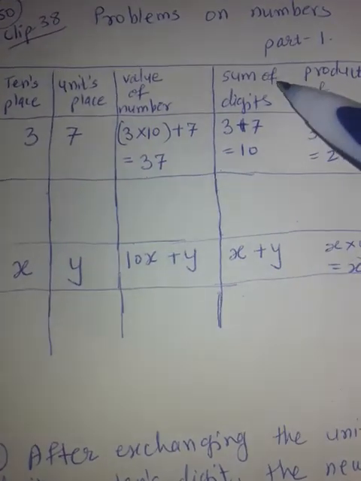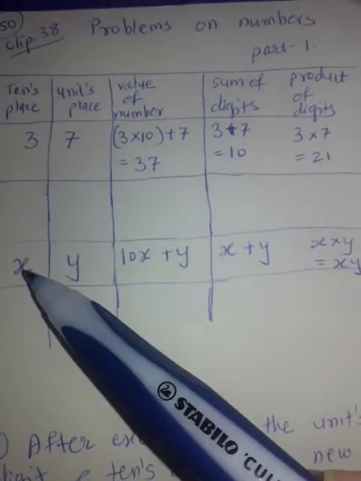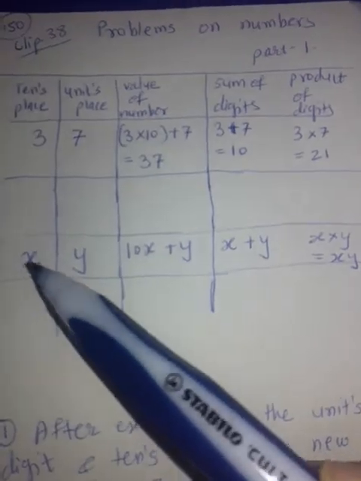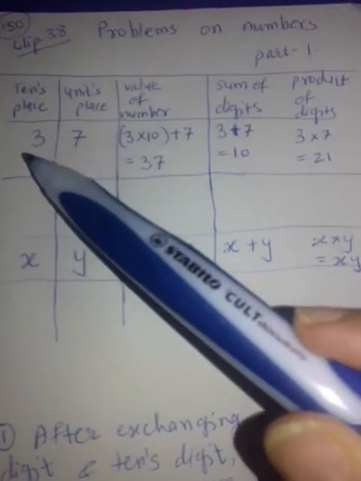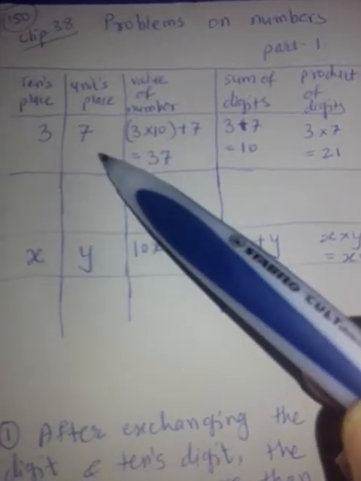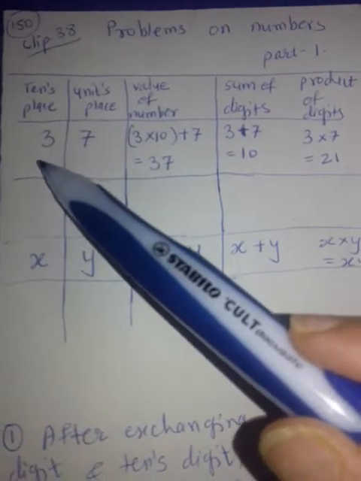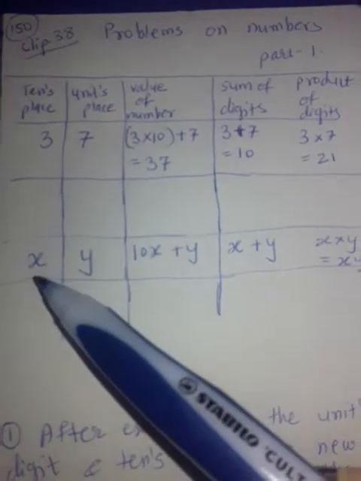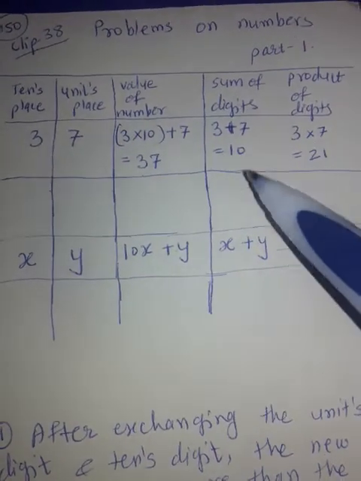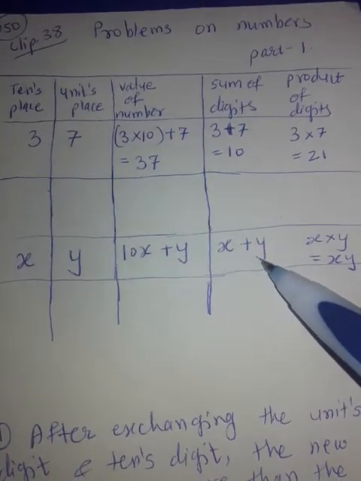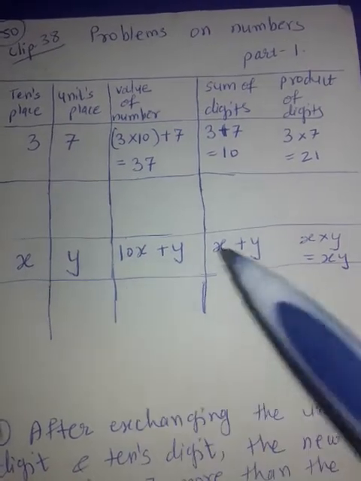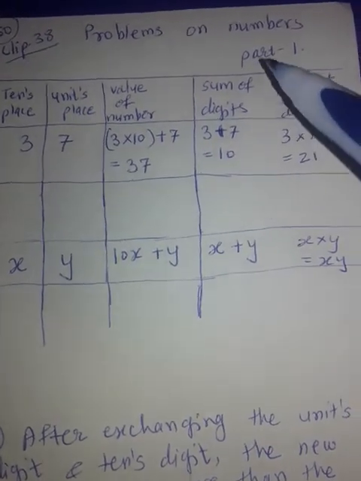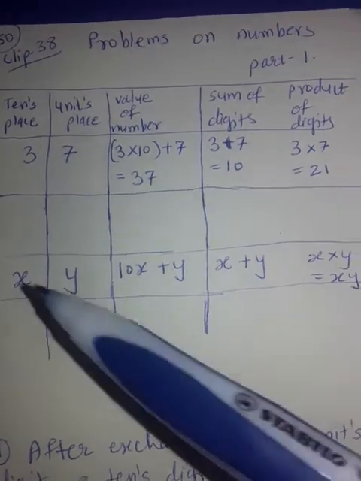But if I talk about the sum of the digits, here what are the digits? Digits are x and y, same as here digits are 3 and 7. Digits are not 30 and 7. Digits are 3 and 7. So here also digits are x and y. So their sum will be x plus y and their product will be xy. This basic concept very clear?